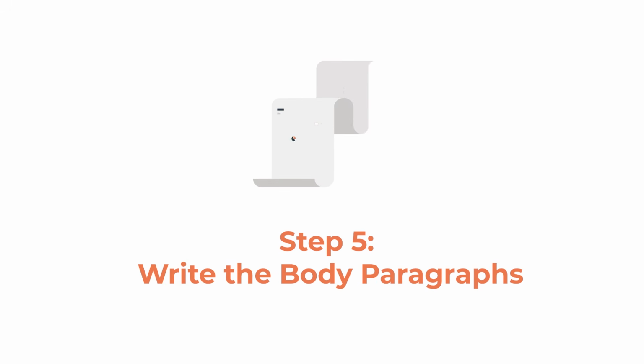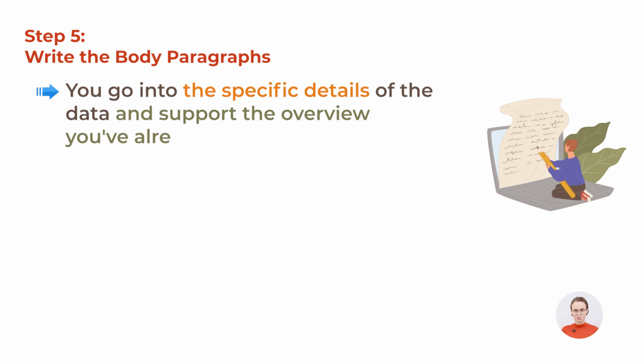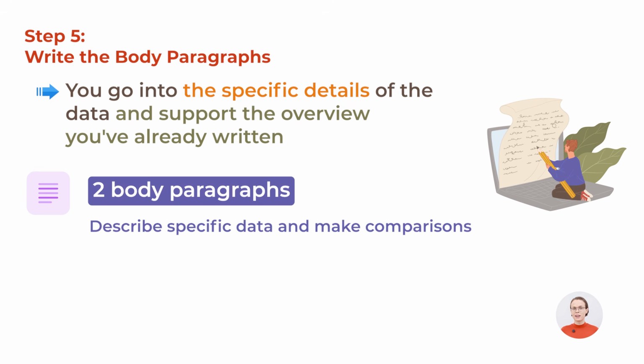Let's continue with step 5, writing the body paragraphs. This is where you go into the specific details of the data and support the overview you've already written. Your answer should have 2 body paragraphs. In each one, you describe specific data and make comparisons.